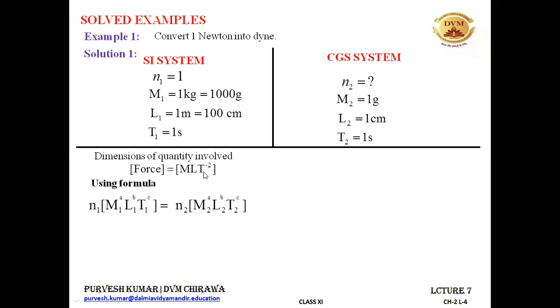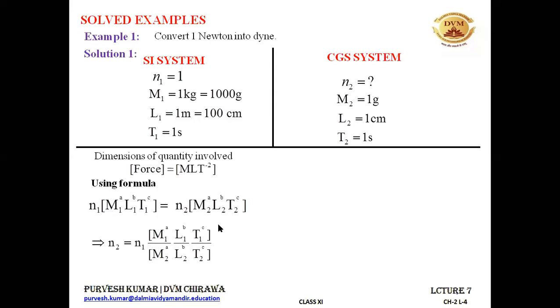Is it all right or not? Now we need to find the value of n2. And n2 becomes equal to what? This whole term goes into the denominator. This implies n2 is equal to n1 m1^a l1^b t1^c divided by these complete things, that is m2^a l2^b t2^c. That's what I have written over here. I have just made these complete terms m2, l2, and t2 go into the denominator.